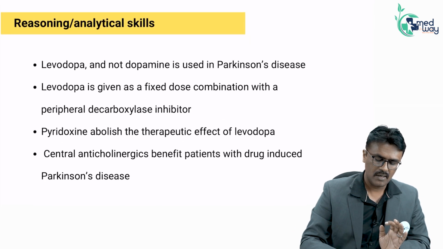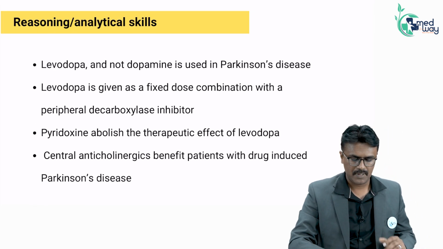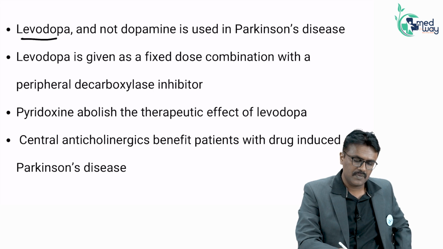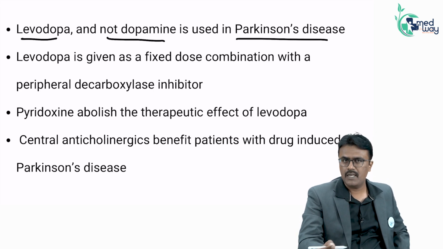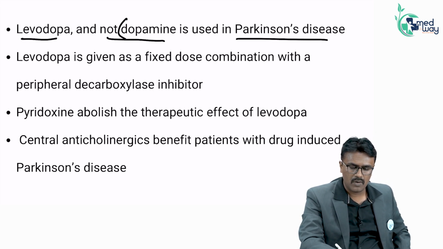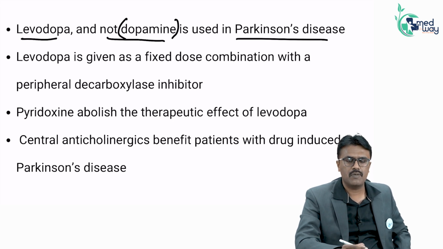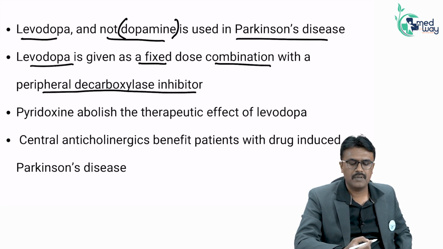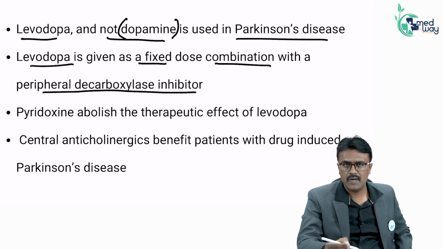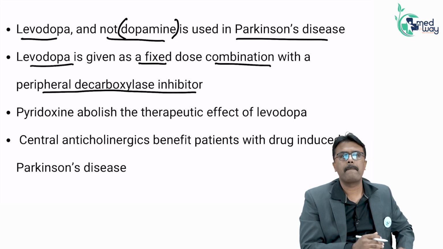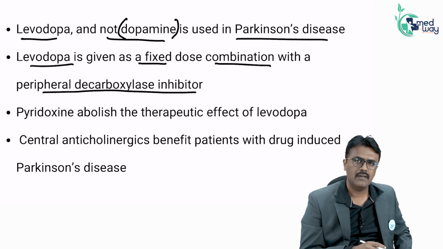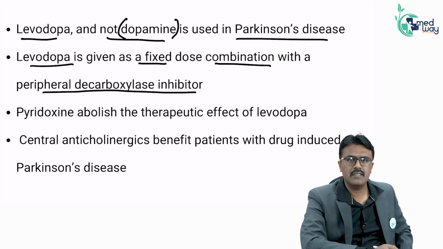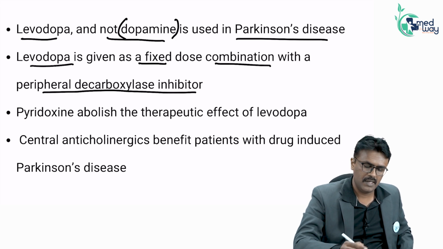Moving on to certain reasoning or analytical skill. Let us take up that. Levodopa, not dopamine, is used in Parkinson's disease. Why? The reason is dopamine cannot cross the blood-brain barrier, so I have to use levodopa. Levodopa is a fixed dose combination with a peripheral decarboxylase inhibitor. I told you, levodopa is given with carbidopa. The advantage is more drug enters the brain, so efficacy increases. There is reduction in peripheral adverse effects, and there is decrease in off episodes.